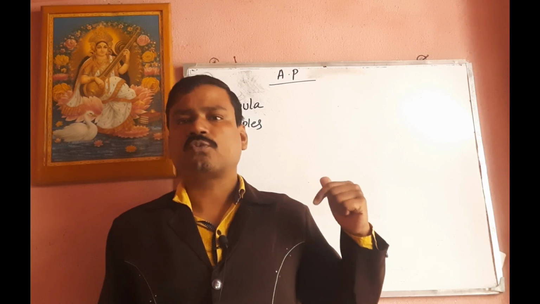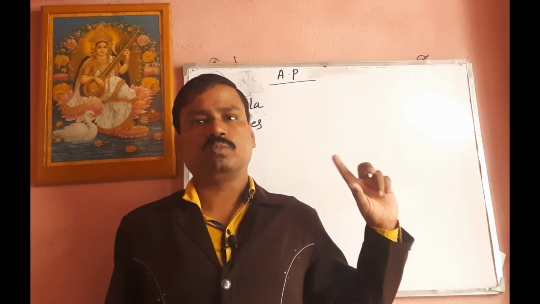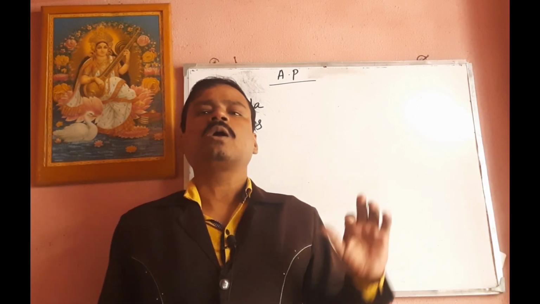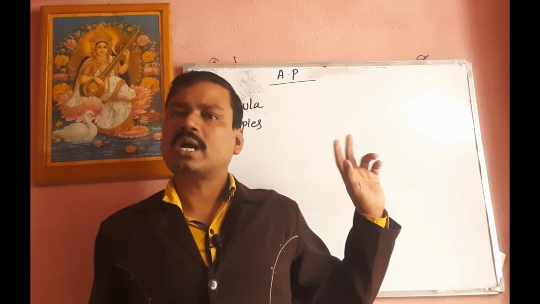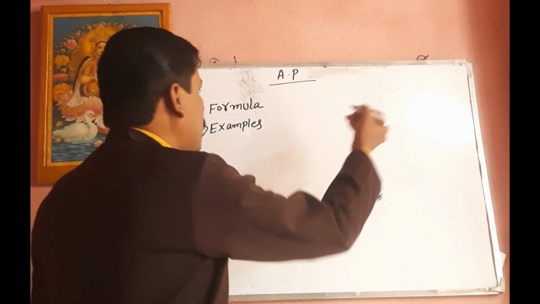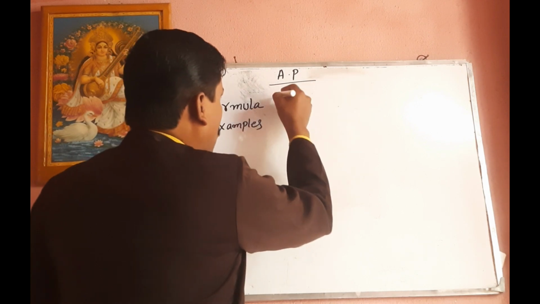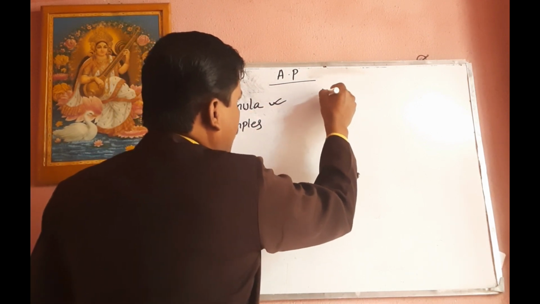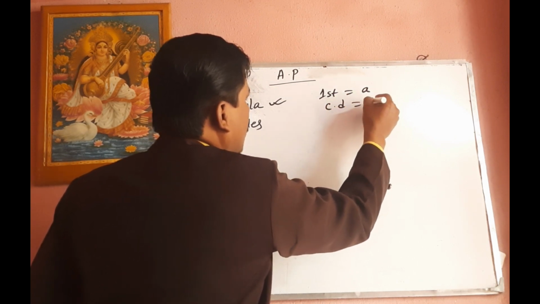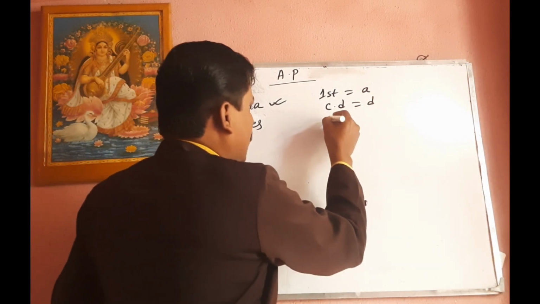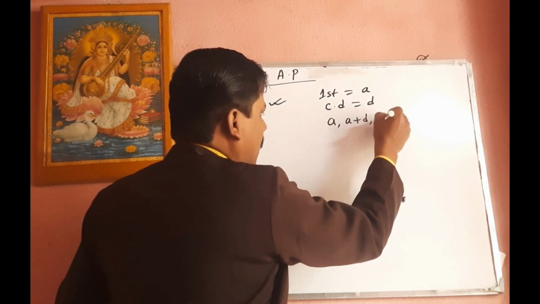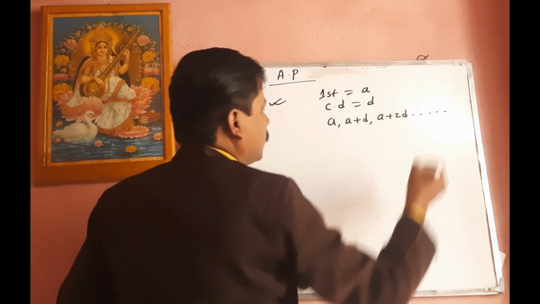Today we are discussing at first the formula of this chapter, that is arithmetic progressions, and then some examples of this chapter. One by one, we are discussing the formula, then we are discussing the examples. Now the formula section. Suppose the first term is a and the common difference is equal to d, then the series will be a, then a plus d, then a plus 2d, and so on.